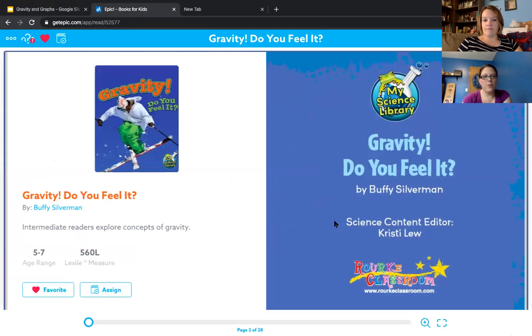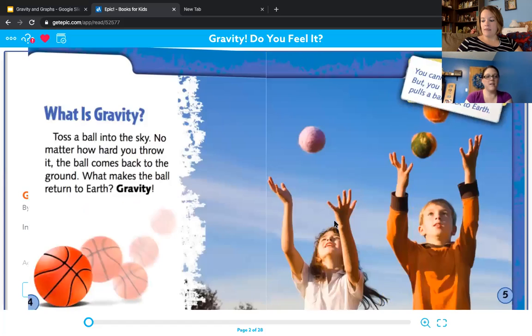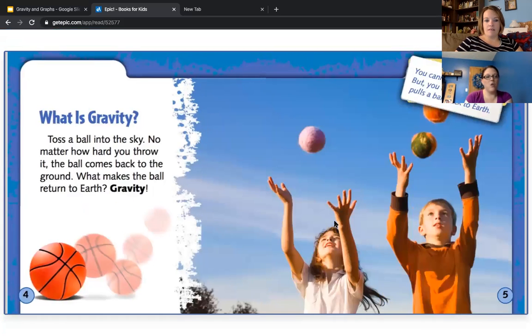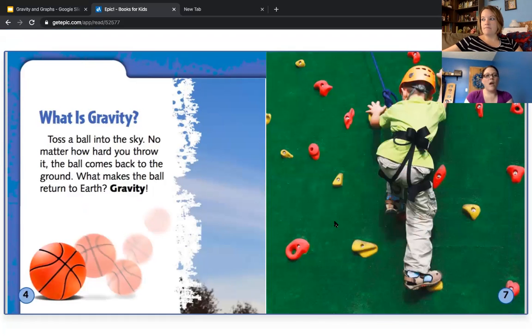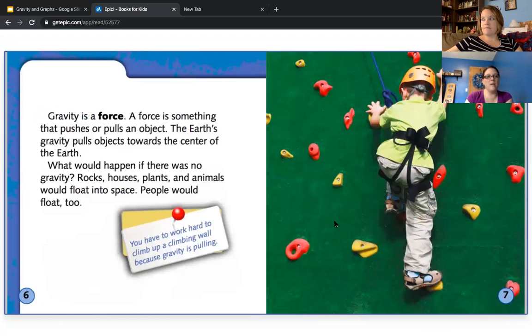And here we go. Gravity, do you feel it? What is gravity? Toss a ball into the sky. No matter how hard you throw it, the ball comes back to the ground. What makes the ball return to Earth? Gravity. Gravity is a force. A force is something that pushes or pulls an object. The Earth's gravity pulls objects towards the center of the Earth. What would happen if there was no gravity? Rocks, houses, plants, and animals would float into space. People would float too.